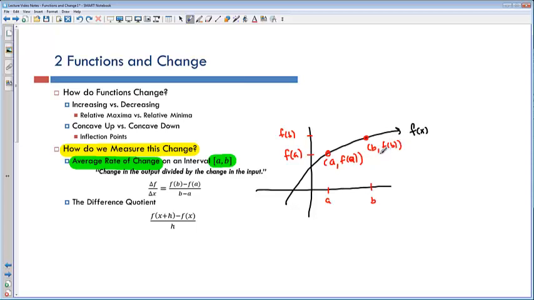To compute the average rate of change, you simply take the change in the output and divide it by the change of the input. We write this kind of fancy: delta f, where delta means change in, so the change in the output over delta x, the change in the input. You take the difference of the outputs and divide it by the difference of the inputs, so B minus A. And that's the formula for the average rate of change.